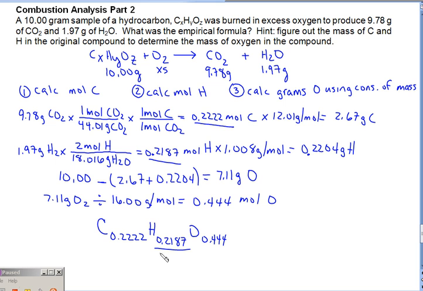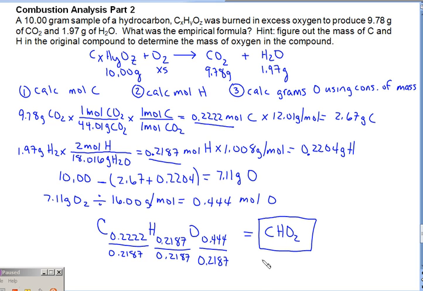If we divide through by the smallest, and we take into account that there will be a little bit of experimental error, we end up with an empirical formula of CHO2. Now, if we had the molar mass, we could figure out whether instead it might be C2H2O4. But right now, all we know is that this is our empirical formula.